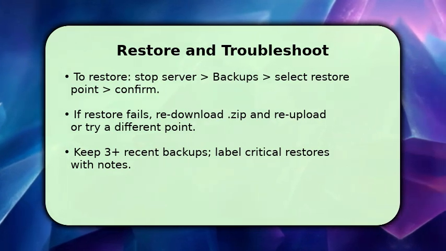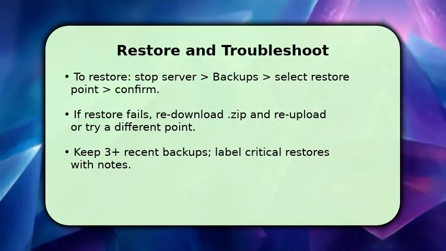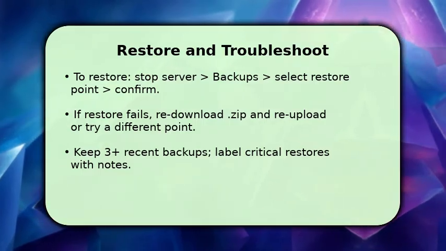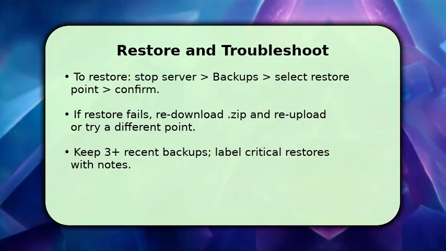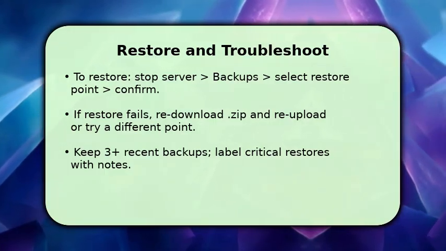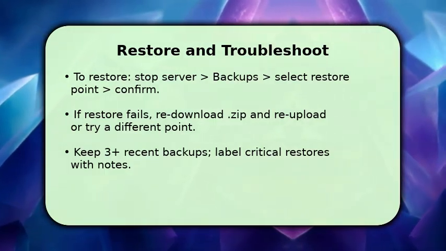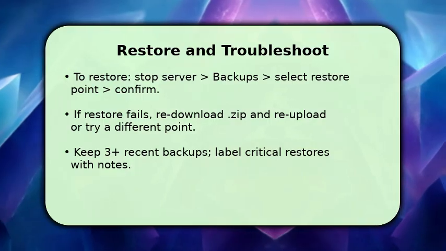If the restore fails or the world is corrupted, re-download the backup. Zip and re-upload it, or pick an older backup point. Often a nearby snapshot fixes issues. Make sure you keep at least 3 recent backups and label ones tied to major changes so you can quickly roll back when needed.